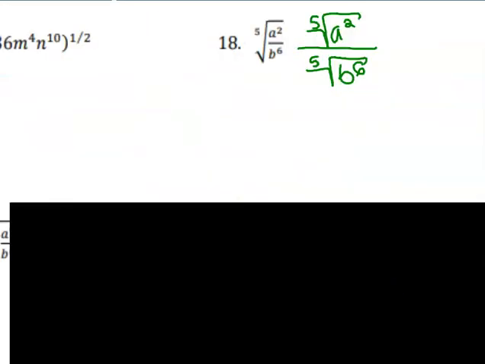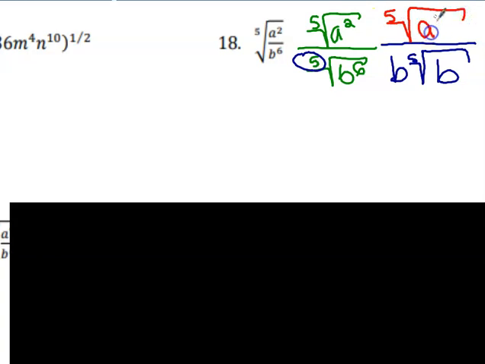All right, I need a little bit more space. Sorry about that. All right, so the 5th root of b to the 6th. Okay, do I have 5 b's? Yes, I do. I have 5 b's, so I can take that out. And now I have 1 b left over. Okay, so I simplify the denominator, and then I can see what's up.